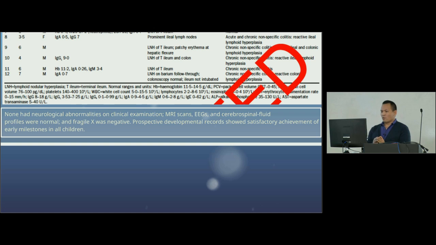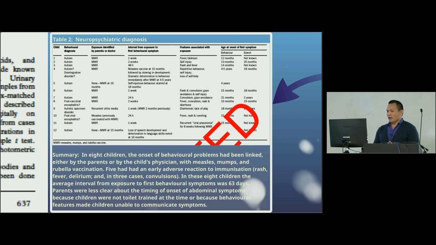And then when they look at these kids, they tend to have very normal achievement of early milestones as small children. Now, then they examined the neuropsychiatric diagnosis. Okay, so the development is normal. Now, in terms of the psychiatric evaluation of these kids.